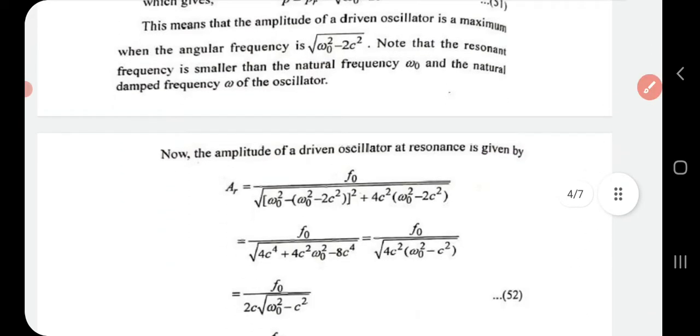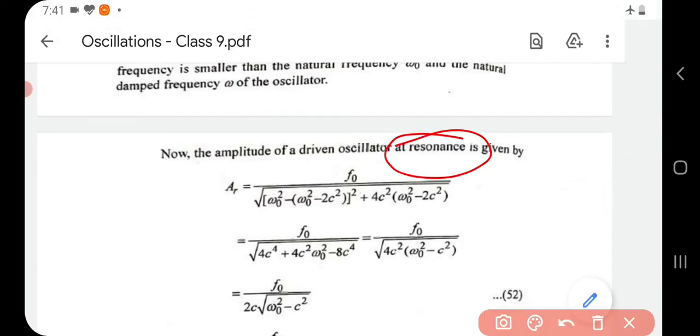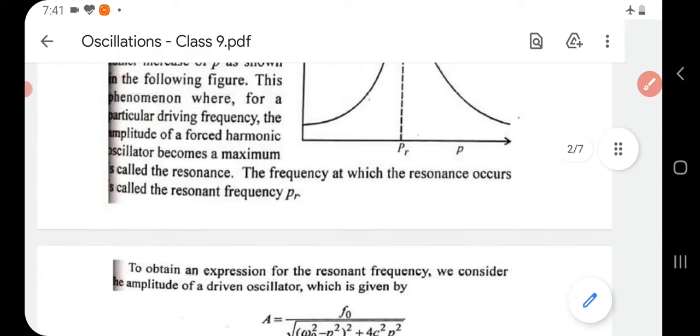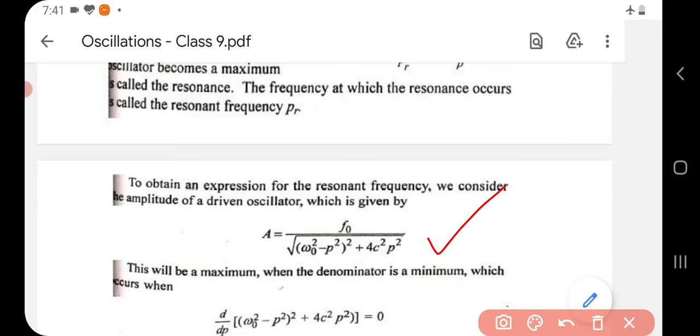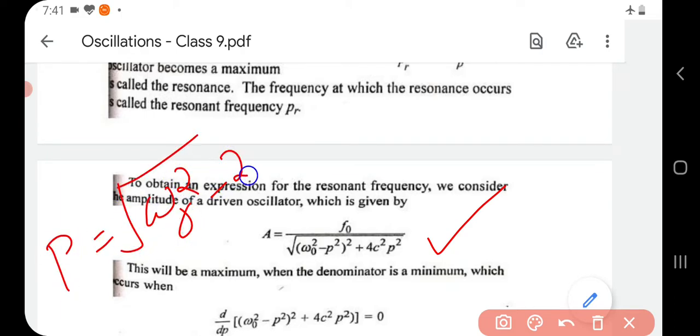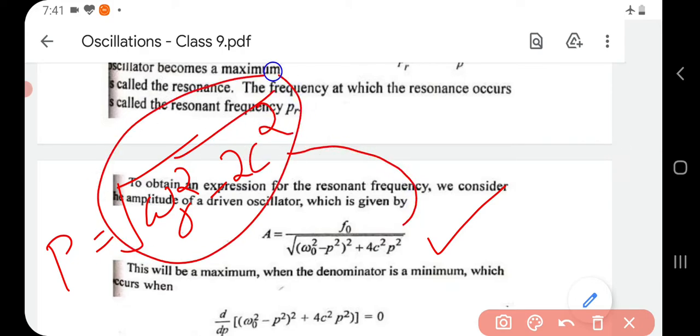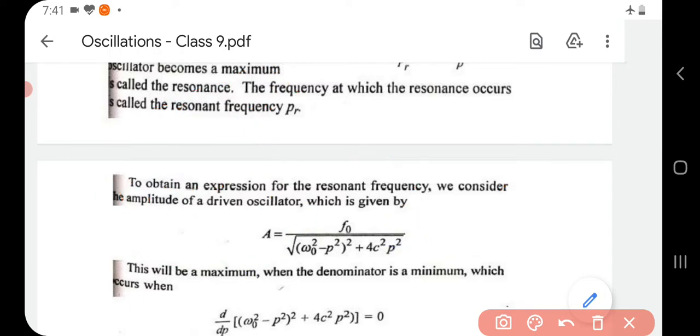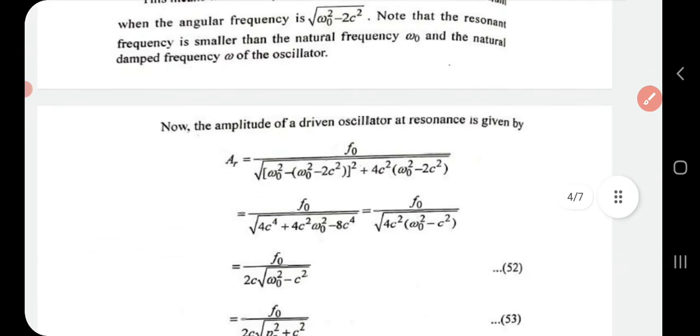Now, in order to find the amplitude of the driven oscillator at resonance, what you have to do? You have to make a substitution in the above expression for amplitude. What was your expression? This one. In this expression you have to just replace or substitute the value of P that we have got, that is root of omega 0 square minus 2c square. Once you substitute the value of P in this equation, the expression for the amplitude of oscillation at resonance will reduce to this one.